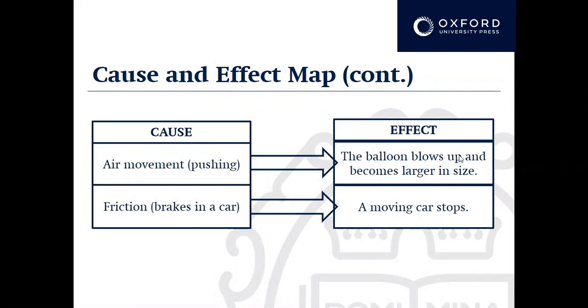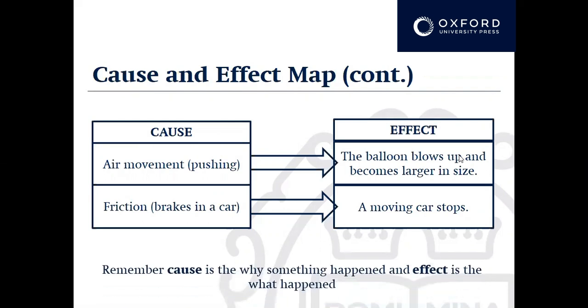The second cause is friction because of the brakes in a car, and the effect is a moving car stops. In the first case, the force causes an object to change shape, and in the second one, the force changes the way something moves. Remember, cause is the why something happened, and effect is the what happened.